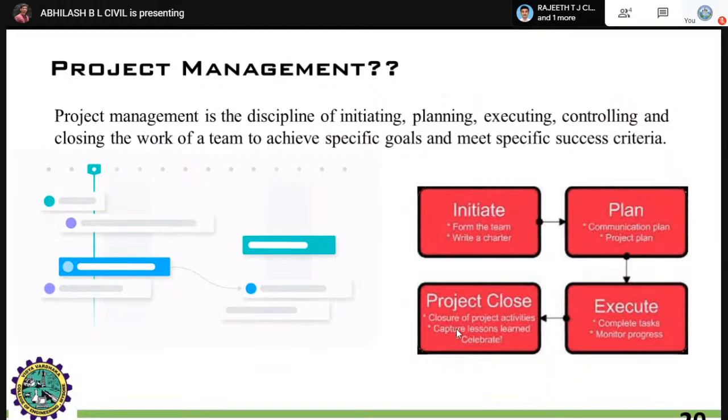Here, the main part is project management. The definition of project management goes like this. Project management is the discipline of initiating, planning, executing, and controlling, that is the overall part you are looking after, and the closing and the work of a team to achieve the specific goals and meet the specific success criteria. It should not reach approximately 100%, it should reach exactly 100% with this type of project management. Then only you can be called a successful project manager.